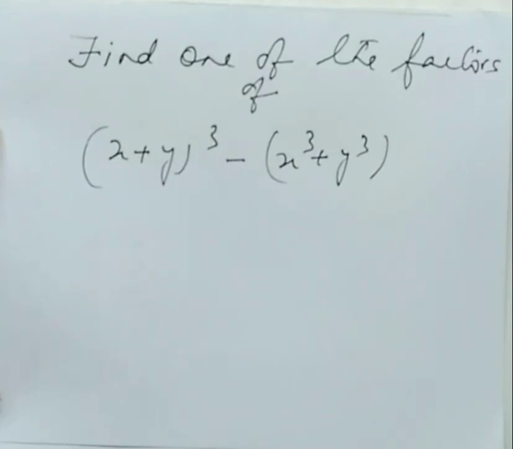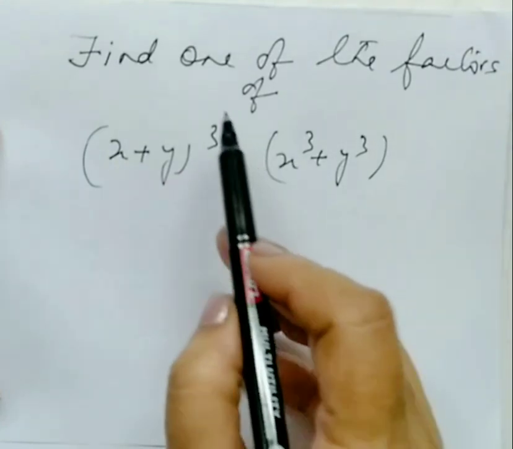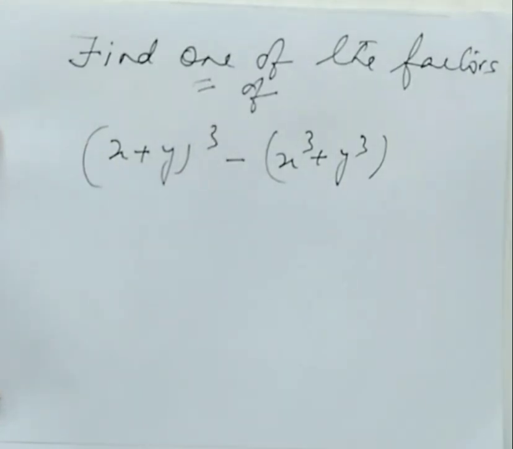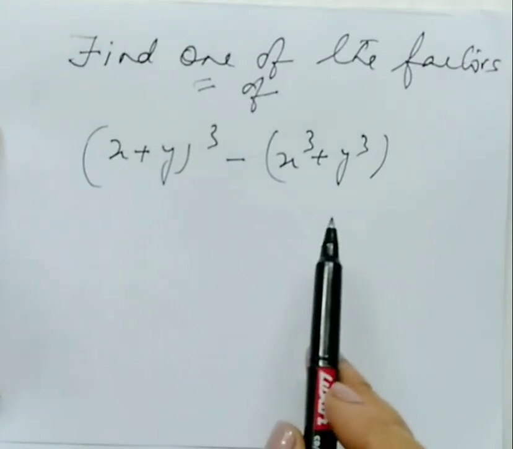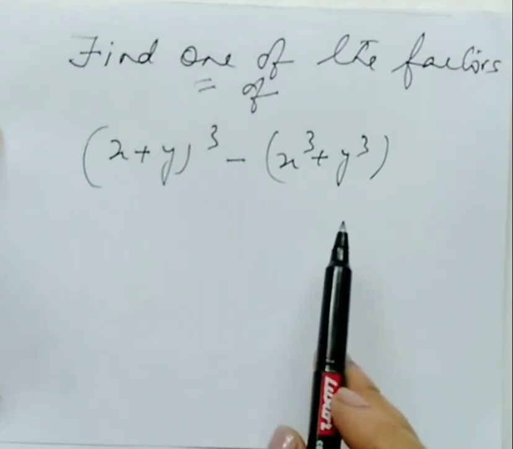So here we have two different kinds of identities and we need to find out one of the factors, okay, not both. So there are options and you have to tick on the correct option. So let's get started. We need to be a little patient with remembering the identities, okay.